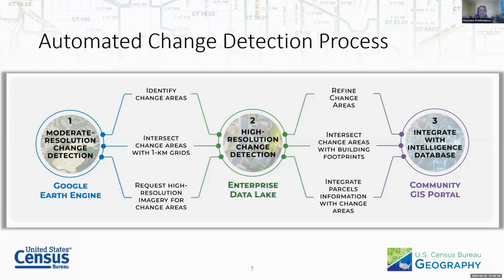Staff will review the 1 kilometer cells identified using the moderate resolution change detection. Additionally, building footprints were generated in these grid cells from the R-CNN model using high resolution imagery. Staff will review the footprints generated for accuracy and completeness and create footprints that may have been missed by our model. The edited data is then transformed into training data and used to improve the model's accuracy and robustness for future runs. After we have our building footprints, we can intersect and integrate information and use them in our intelligence database.